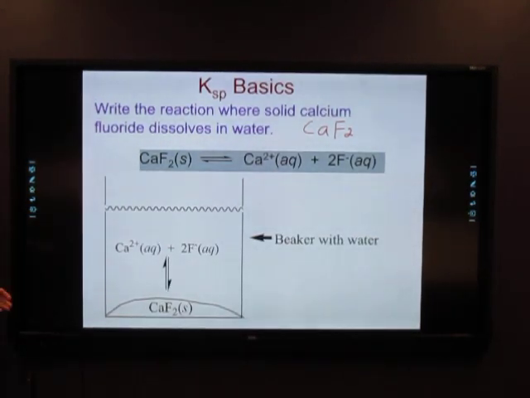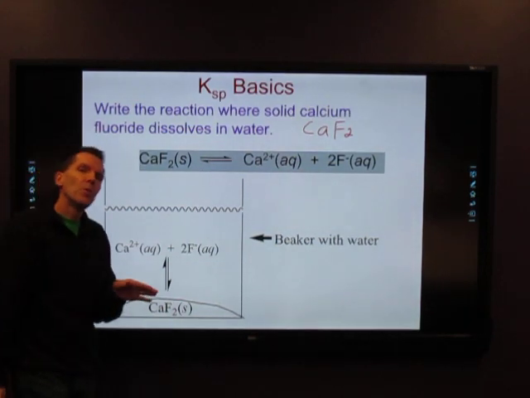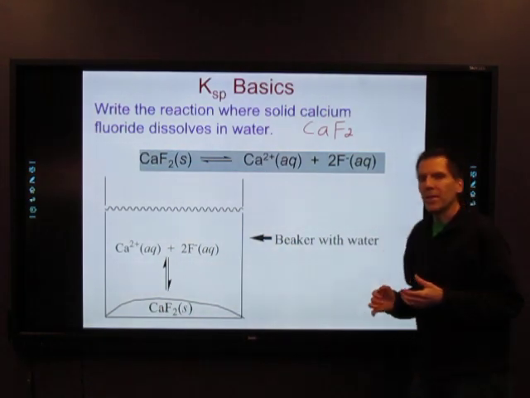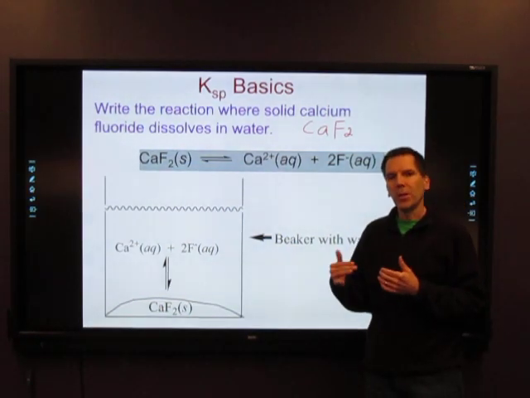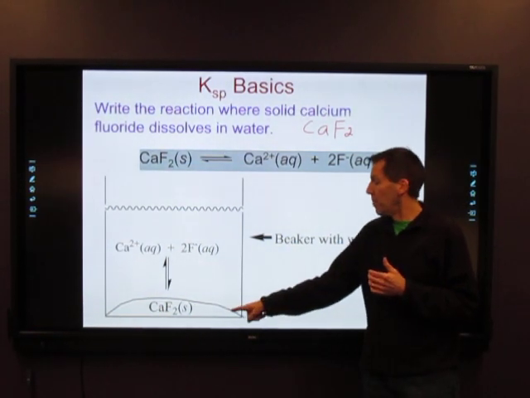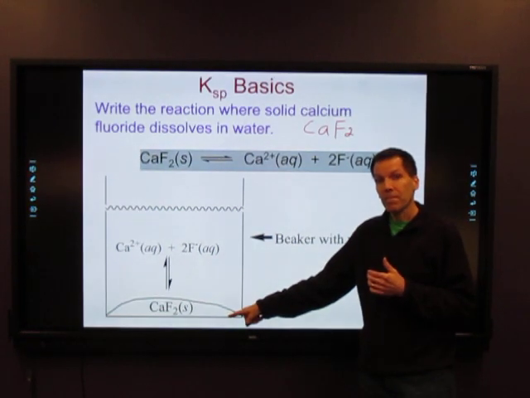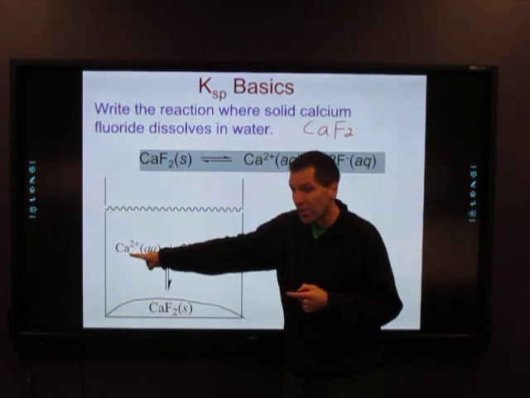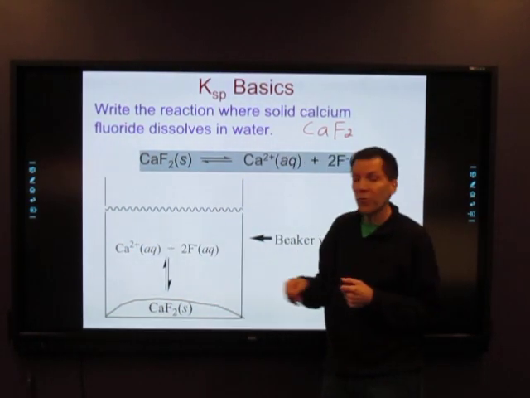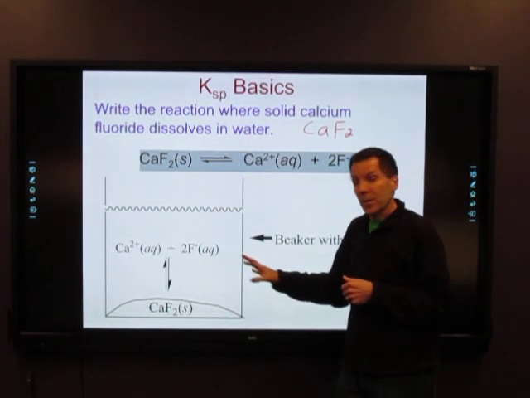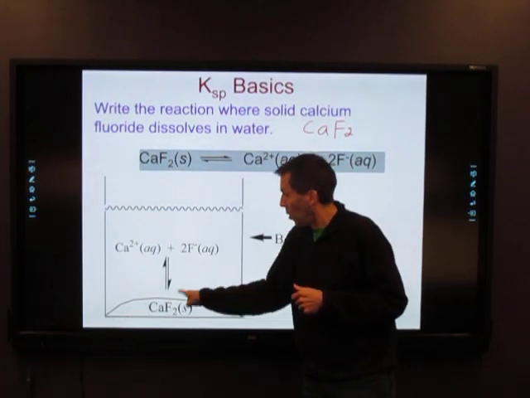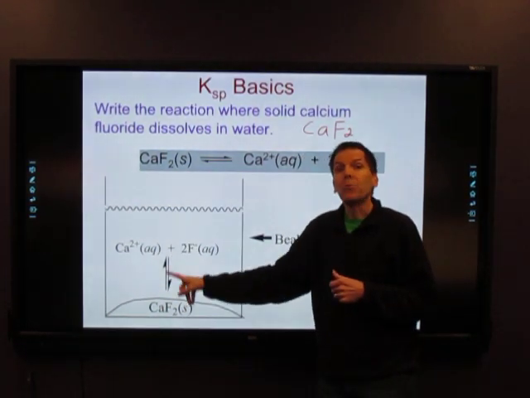Here's a picture that is not in your notes booklet. What it shows is this idea that this is in constant equilibrium. There's some solid on the bottom in this beaker with water, and then there are some calcium ions in there. There are some fluoride ions, but constantly solid is being made and then it's being dissolved, and so this is in equilibrium.